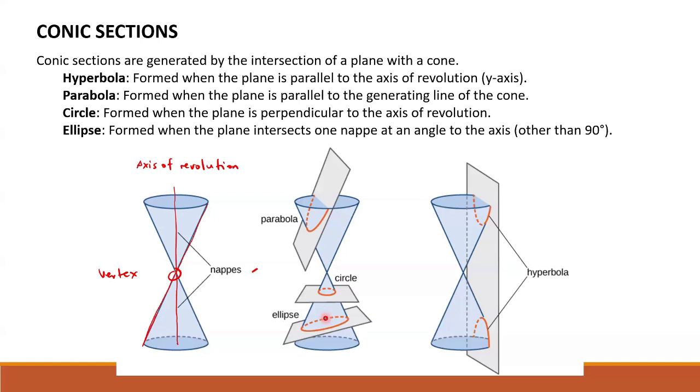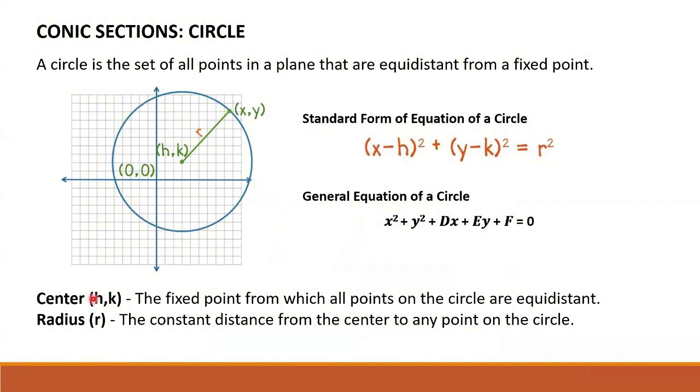Now, let's proceed in discussing what the circle is in the context of analytic geometry. The first conic section is the circle. We define the circle from the context of plane geometry, and the definition is the same in analytic geometry. A circle is the set of all points in a plane that are equidistant from a fixed point. If you remember our definition of the circle from plane geometry, it is the set of all points whose distance from the origin or center is equal, and that distance is the so-called radius. So somehow, the definition is the same. The fixed point here refers to our center.